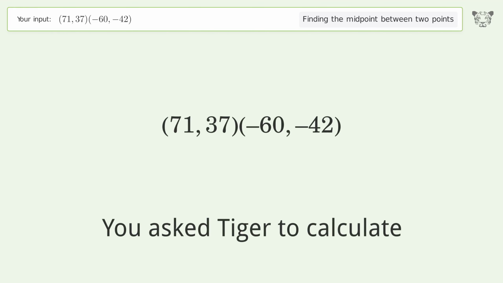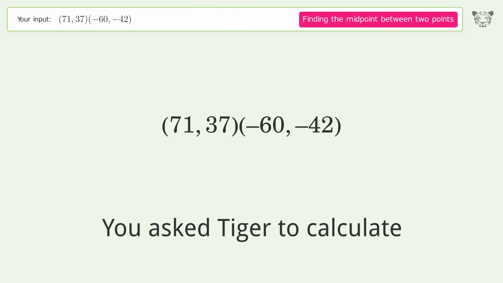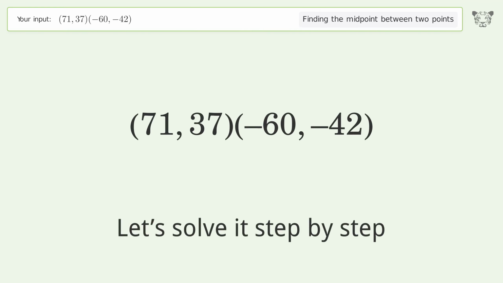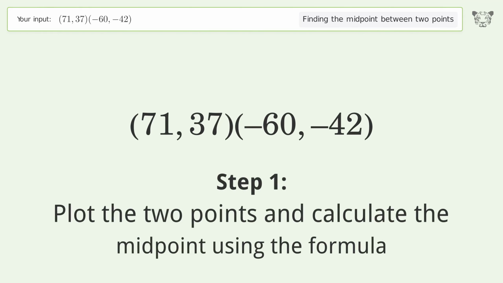You ask Tiger to calculate. This deals with finding the midpoint between 2 points. The midpoint between the 2 points is 5.5, negative 2.5. Let's solve it step by step. Plot the 2 points and calculate the midpoint using the formula.